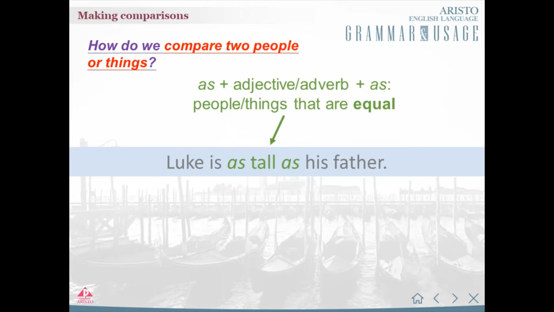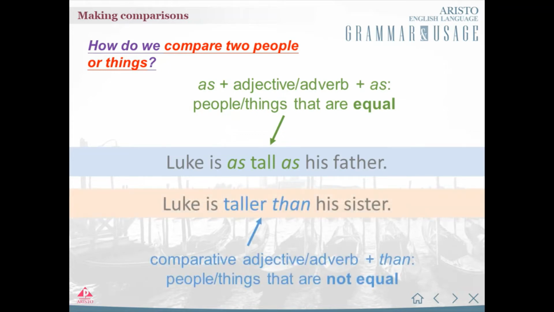When comparing two people or things that are different, instead of simply adding the word not before the first structure, we can use a comparative adjective or adverb plus the word than. Here is an example. Luke is taller than his sister. This sentence uses the comparative adjective taller. Therefore, we know that Luke's height is greater than his sister's.